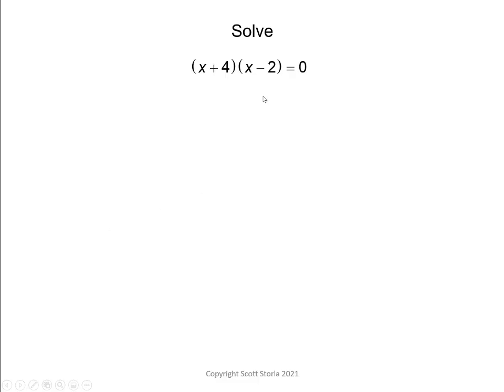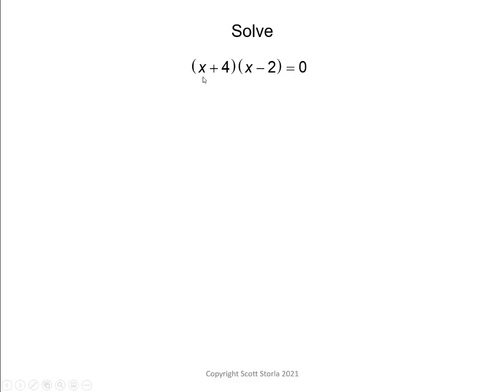For instance, here, I'm going to multiply two factors together and get zero. That means this first factor has to be zero, or the second factor has to be zero, or they're both zero. So we take the point of view that we're going to figure out what values of x will make every factor with a variable of x equal to zero.